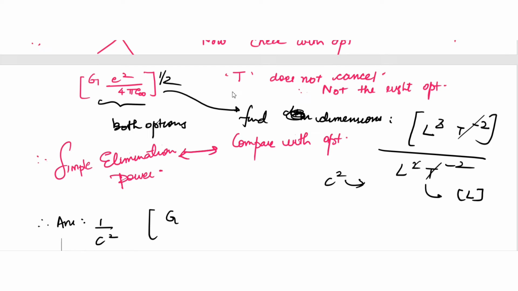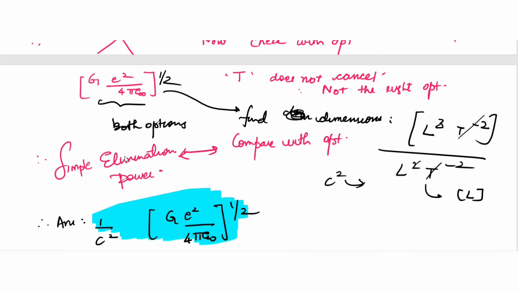So the answer is 1 by c square, G E square by 4 pi epsilon naught, whole power 1 by 2. This is the answer. Did you understand how quickly we got the answer without doing those lengthy calculations, solving all the three equations? We didn't do any of that. We just wrote the dimensional formula of the physical quantities given in the question. That is one thing, because the chapter itself is dimensional analysis. So that is the main concept, and you cannot skip that step.